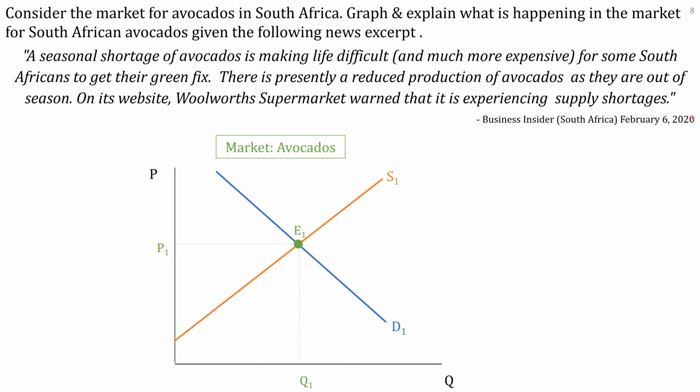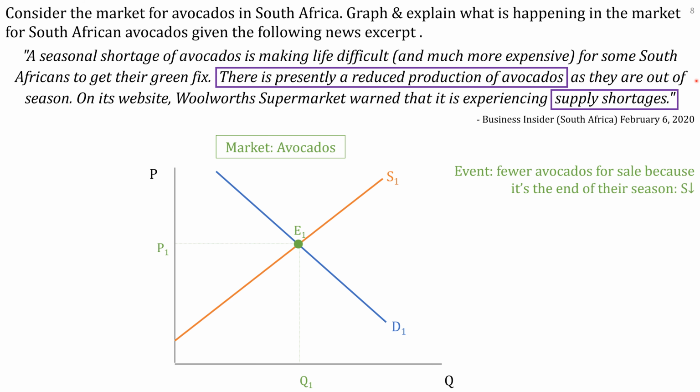All right, so if you look here, there's a couple of tips in the text that will help you solve the problem. First of all, it says there's presently a reduced production of avocados. If you're talking about production, you're talking about supply, and it says reduced production, so that should be a tip. Also, at the end, it says they're experiencing supply shortages. So that's kind of a giveaway, right? So what's happening is that there's going to be fewer avocados for sale because it's the end of their season. So the weather is not productive for them.